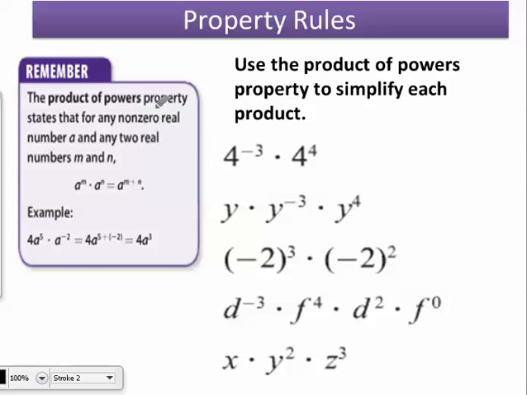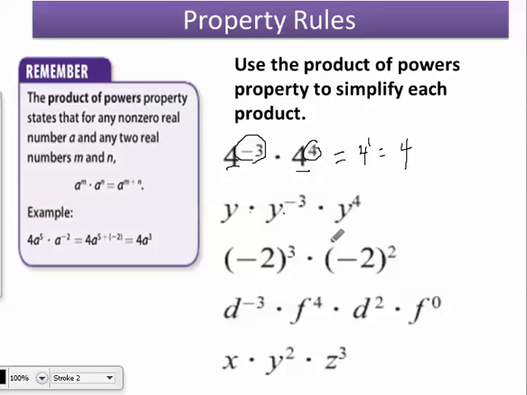There is a property rule that says when we're multiplying things together that have exponents, as long as the bases are the same, all you got to do is add the exponents. So 4 plus negative 3 would give you a 1, and I would have 4 to the 1st power, which is equal to 4.